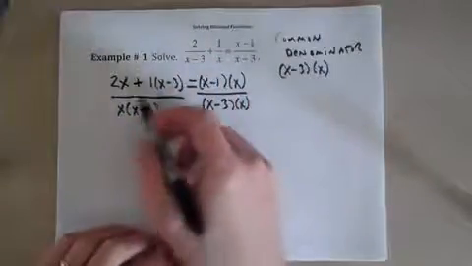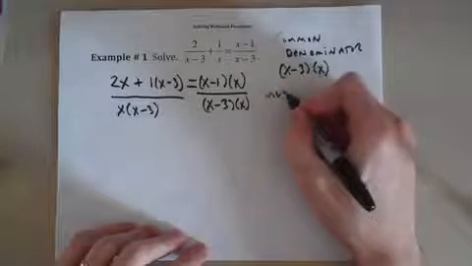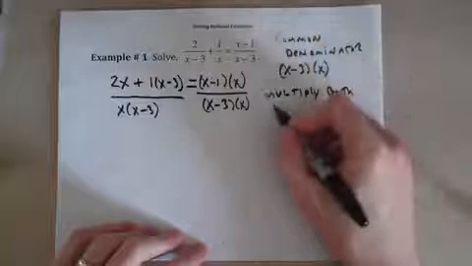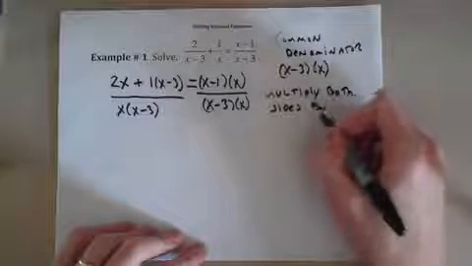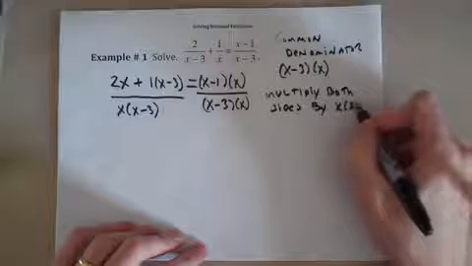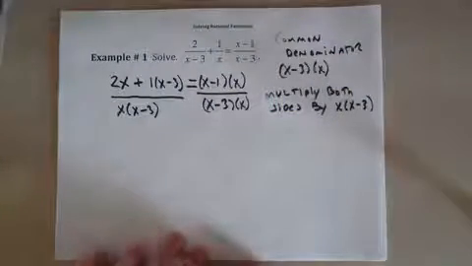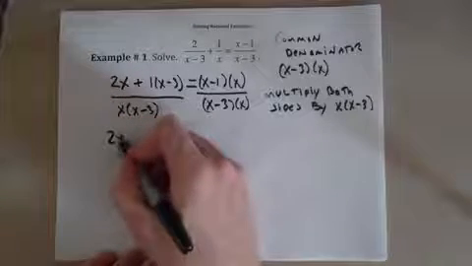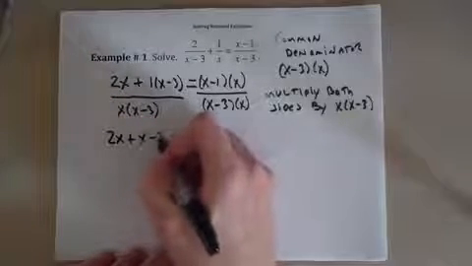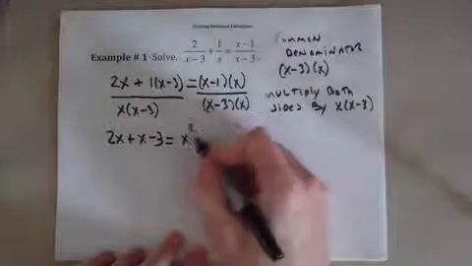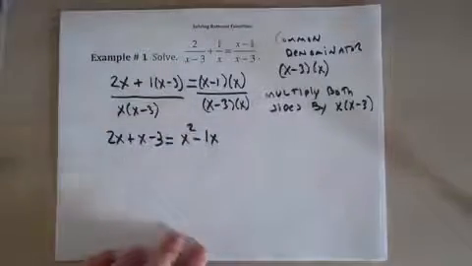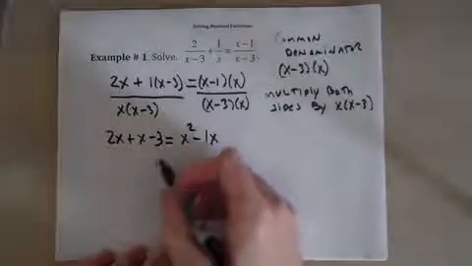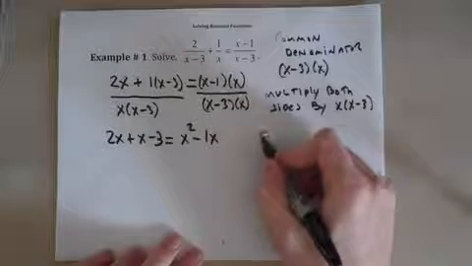So let's see. Here we can multiply both sides by x times x minus 3. I put in the invisible 1x. Now the denominators are gone, which is great. Now we just have a quadratic. So now we're just going to solve.